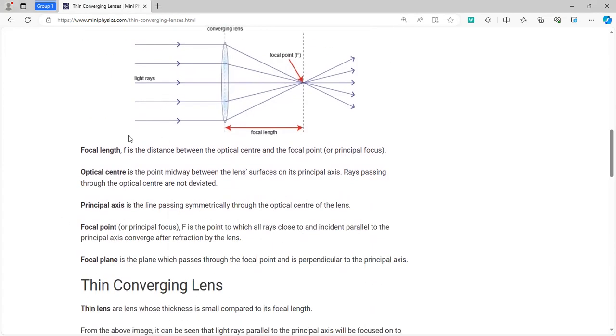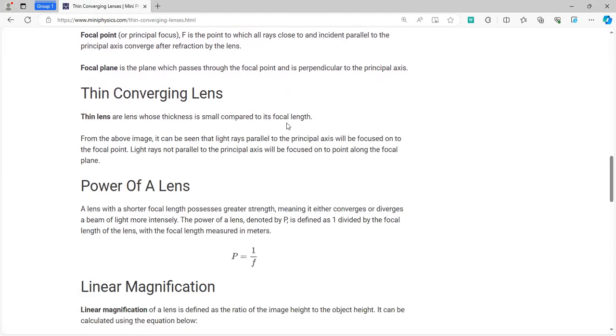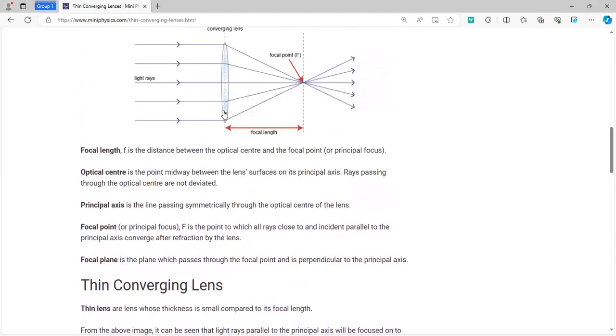All of these definitions have been simply repeated over here. Now, you must remember that all the light rays have been refracted, as you can see. However, the light ray which passes through the optical center remains unrefracted and it passes undeviated through a straight line. Now, this is a thin converging lens. You need to know that in the converging lens, the upper and the lower portions are the thickest, whereas it is thinner at the center.